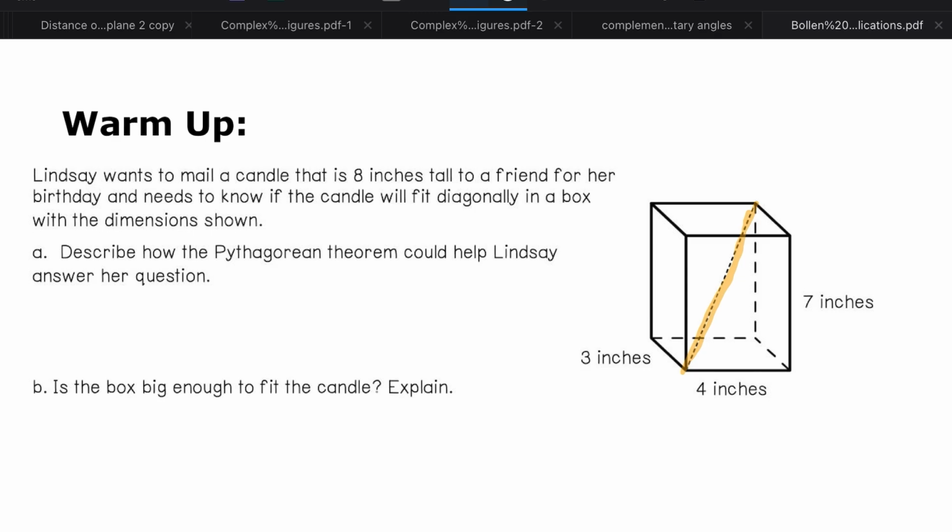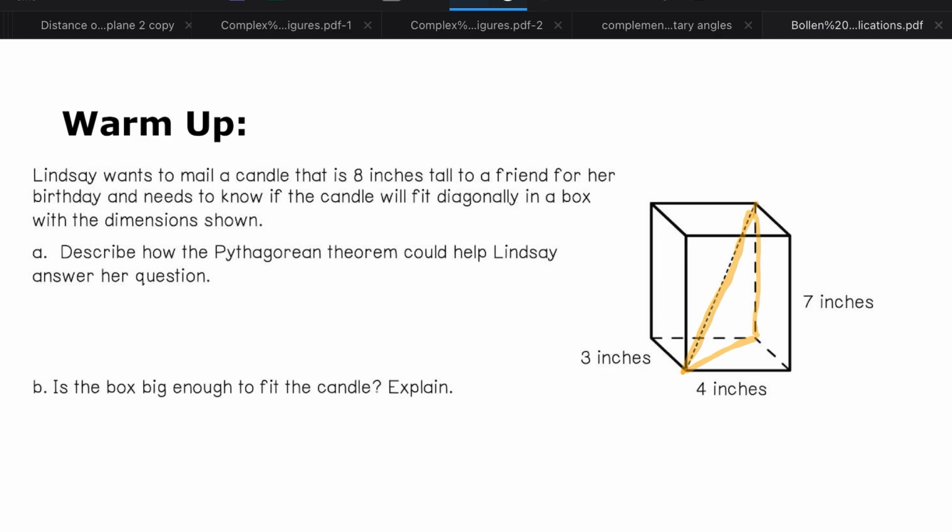Well, my first instinct would be to go 4 squared plus 7 squared, and that would get you that diagonal. But that gets you a different diagonal, this one over here. That's not what we want. We need to know if this one here is 8 inches. So what we actually need to do is find the diagonal here at the bottom so that we can have a brand new triangle, and that is this orange triangle that I have highlighted here.